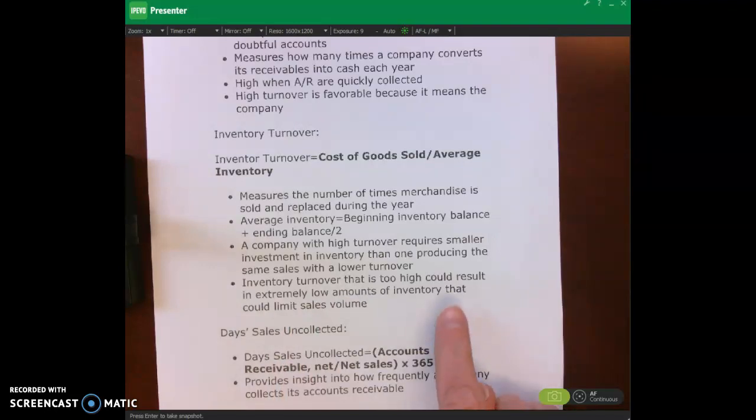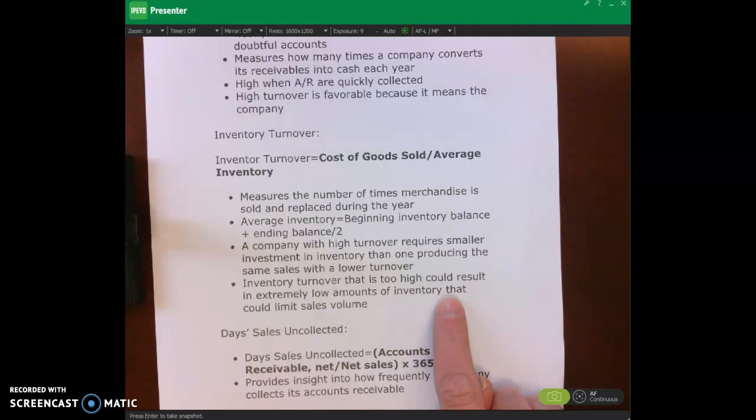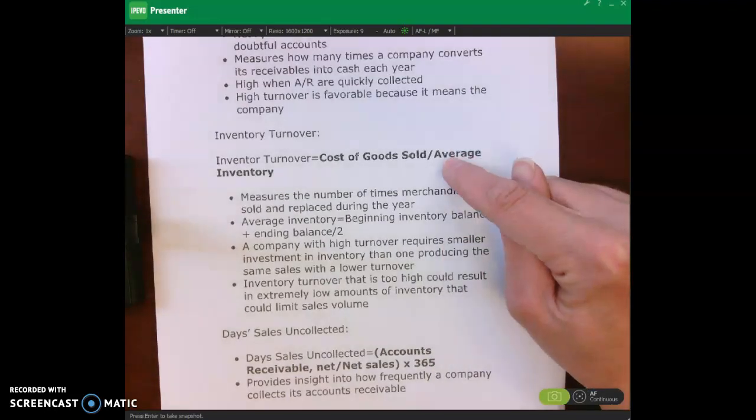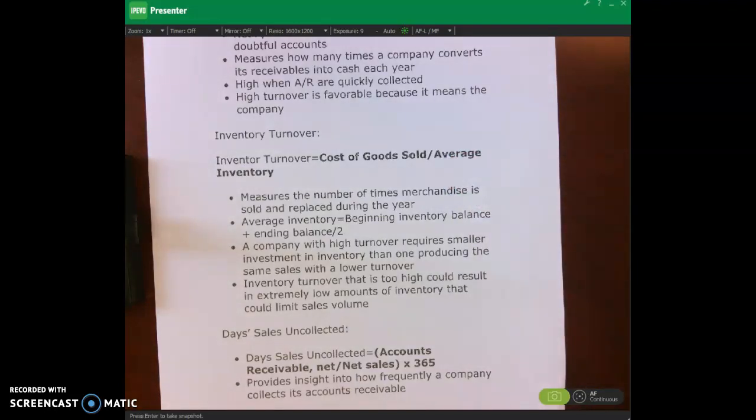Okay? The problem with this is that if we're selling our inventory so quickly, we may run into a situation where we don't have enough inventory to sell. And so then we have to turn customers away by saying, we're out of stock, right? So if it gets too fast, that means you might need to hold more inventory because you don't want to tell your customers you're out of stock, okay?